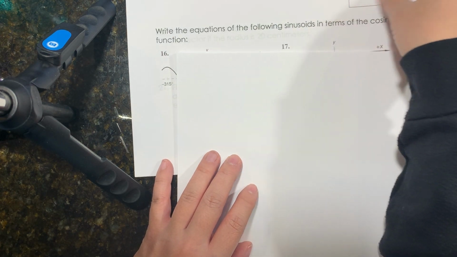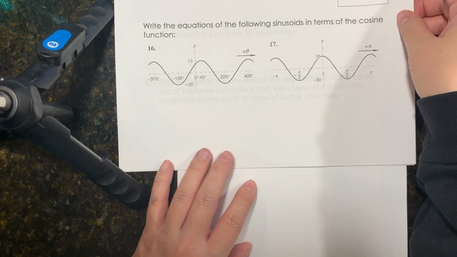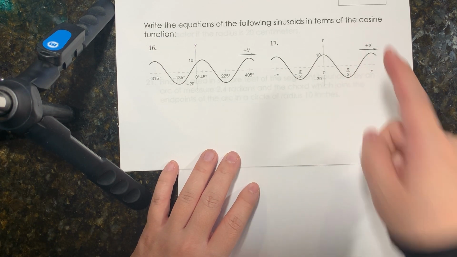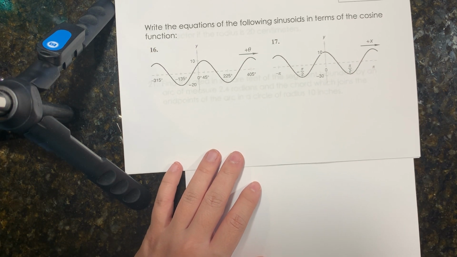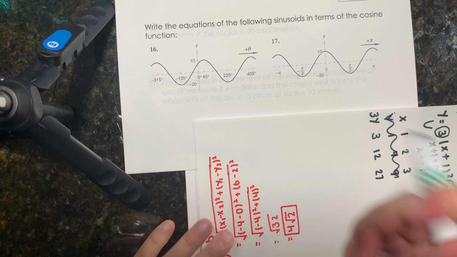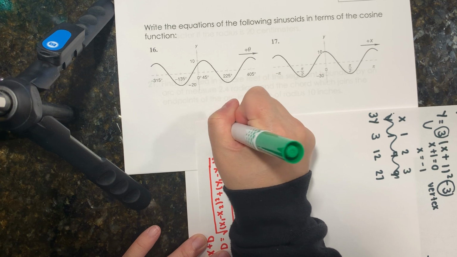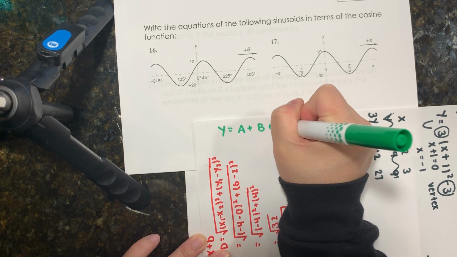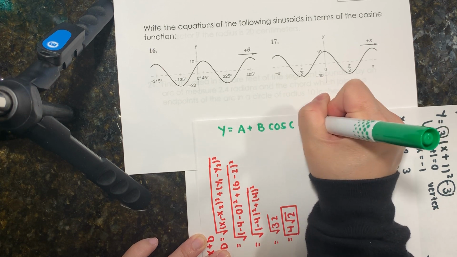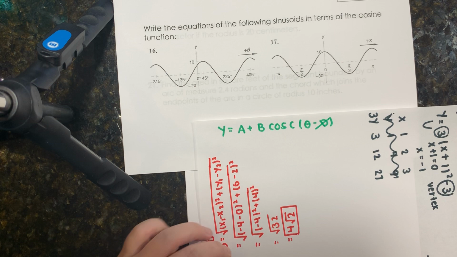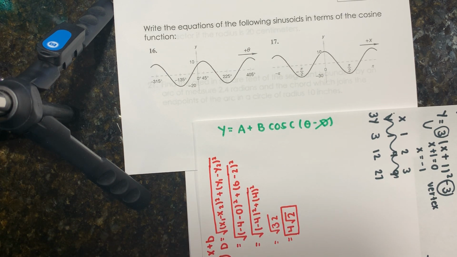Now moving on, we're looking at number 17. So for number 17, we're looking at this diagram right here. We are writing this in terms of a cosine function. So it's already in a cosine function, and it's a positive cosine function. So I have my equation y is equal to a plus b cosine c theta minus d. I'm not going to have this minus d because it's already a cosine function.